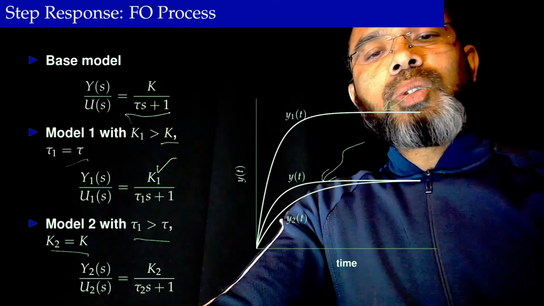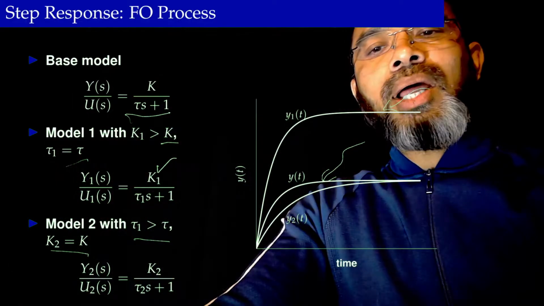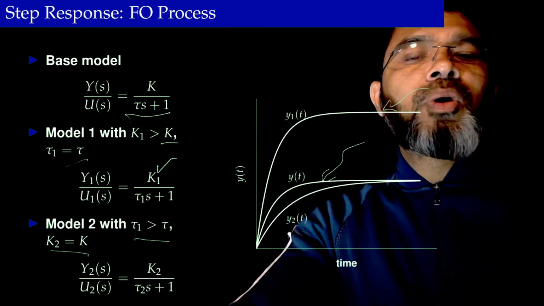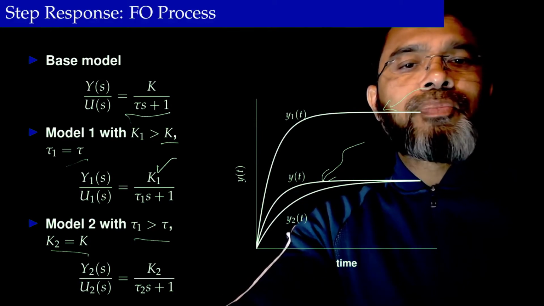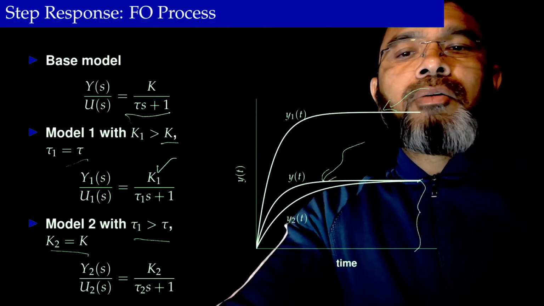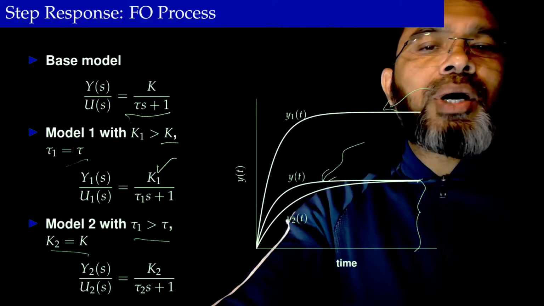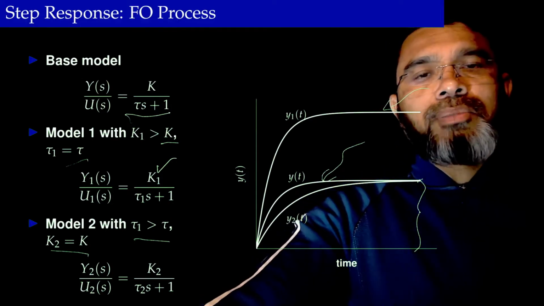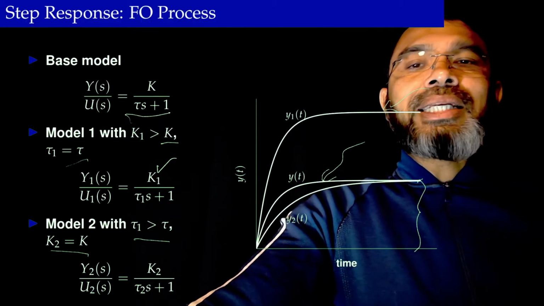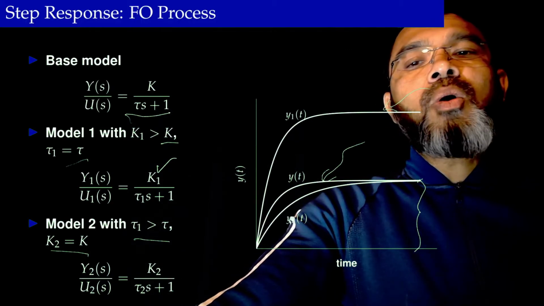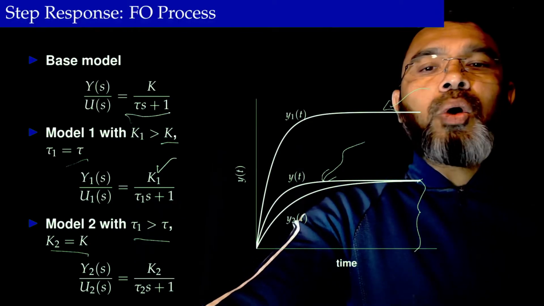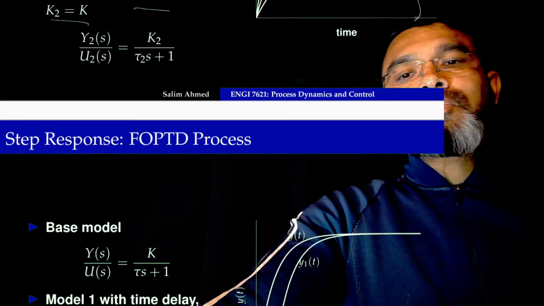For model 2, we see that k2 equals k. So for this case, both responses go to the same final value. However, for model 2, the response is slower compared to the base model. So these are the effects of these two parameters. Gain dictates how far the response will go. The time constant will dictate how fast the response will go to the final value.